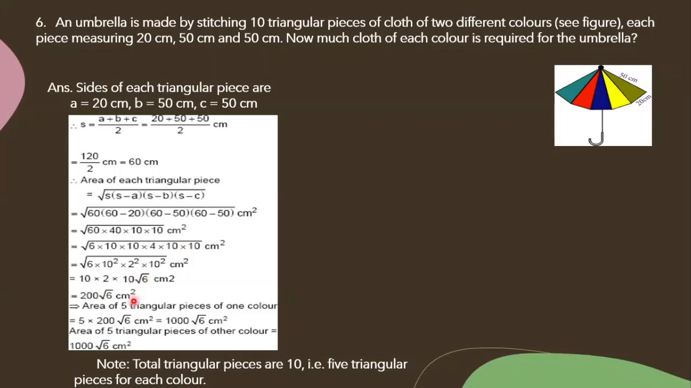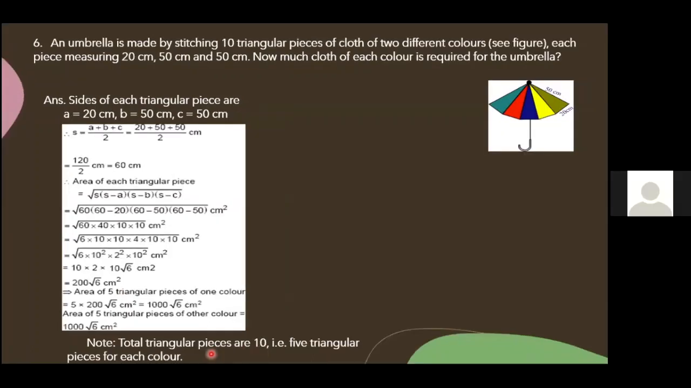So they are asking how much cloth of each color is required for the umbrella. Here each color means there are 2 triangles. So here red 2 are there, blue 2 are there, yellow 2 are there. So I can take the area of 5 triangular pieces. Am I clear here? Why I am taking 5? You can take even 10 also. So it is 1000 root 6. Total triangular pieces are 10, but colors are 5. Am I clear? Yes, ma'am.